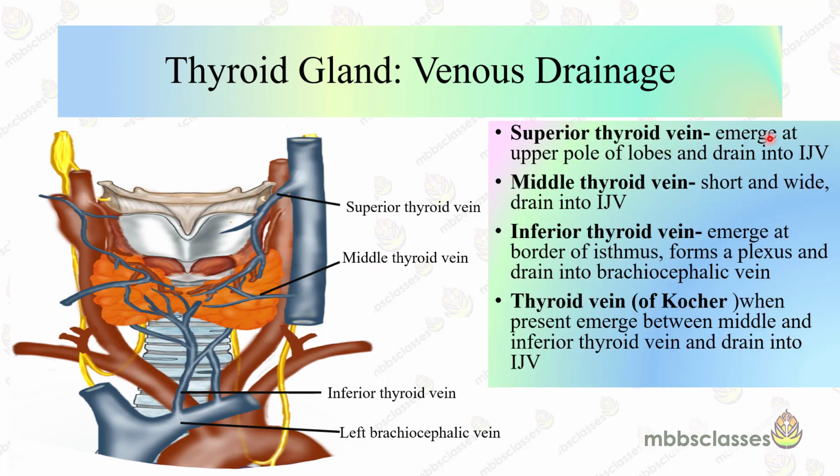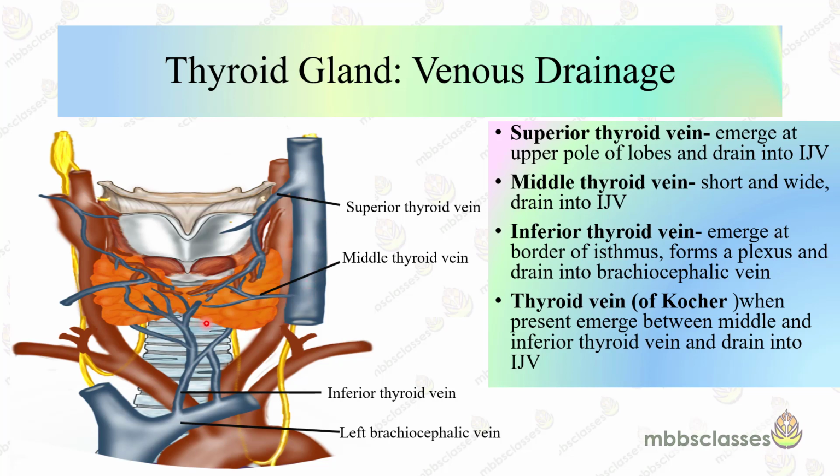So the superior thyroid vein emerges at the upper pole of each lobe and drains into the internal jugular vein. So this is the internal jugular vein, and this superior thyroid vein emerges at the apex of each thyroid lobe. The middle thyroid veins are short and wide, and they drain into the internal jugular vein.